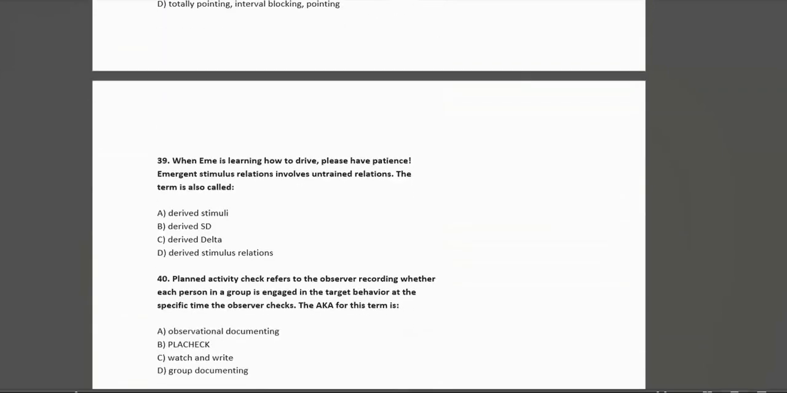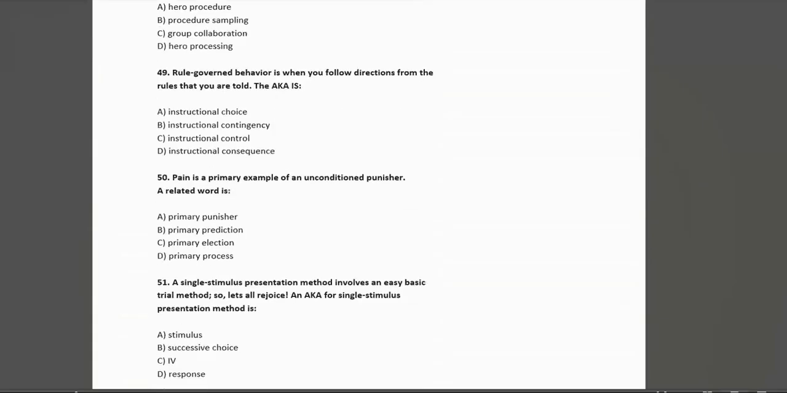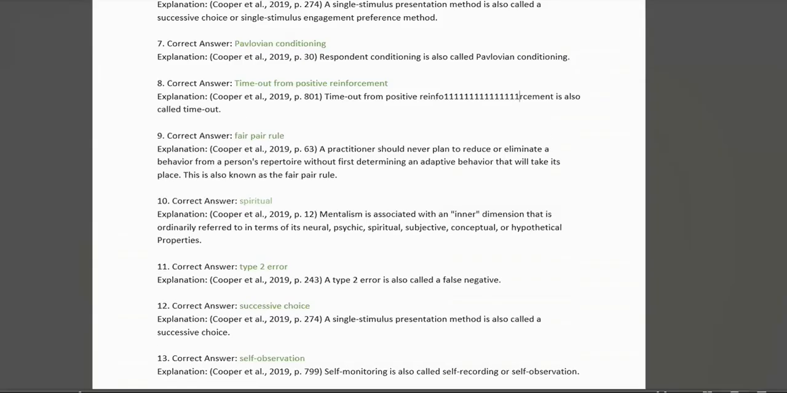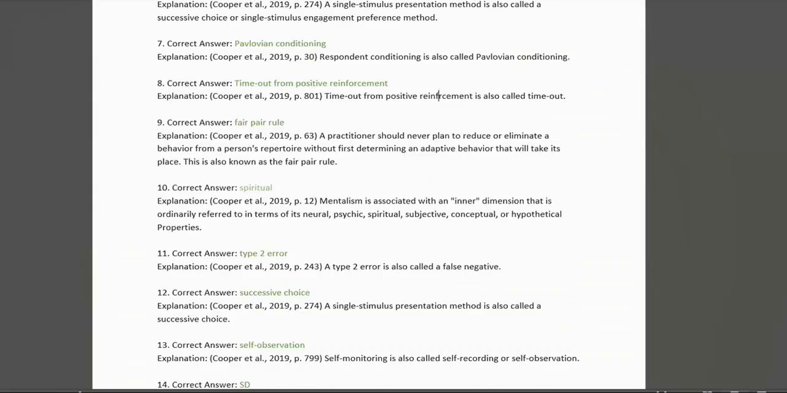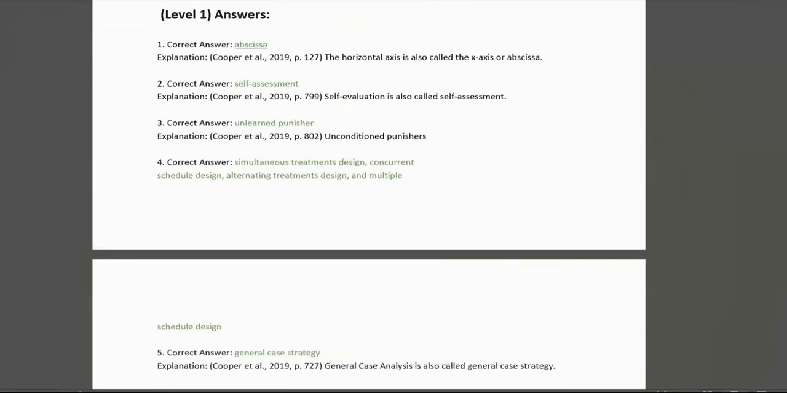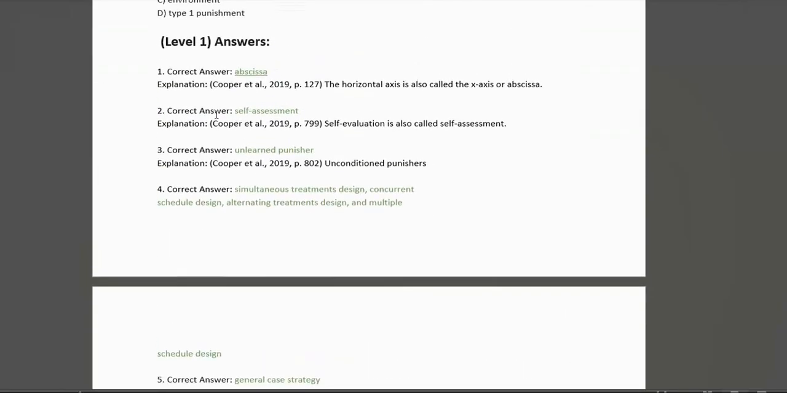Okay, so I just wanted to show you something here. If you see in here with the explanation, it shows you the page number, and it tells you exactly what it says in the book. So the horizontal axis is also called the x-axis or abscissa. Number two, self-evaluation is also called self-assessment. Number three, it gives you all of the information.